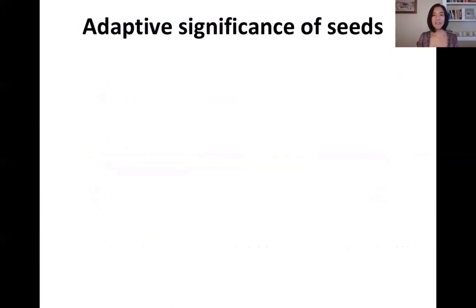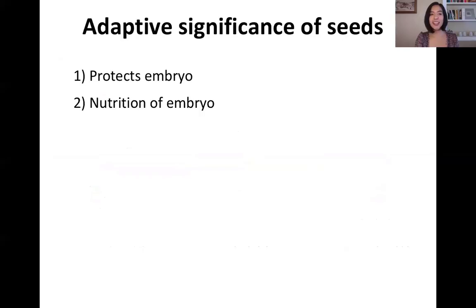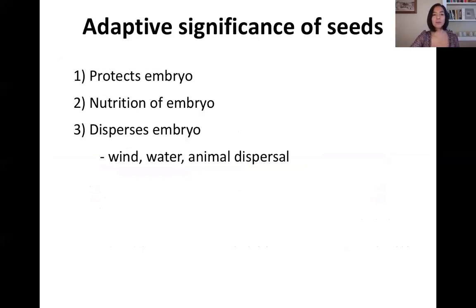What is the adaptive significance of seeds? Well, it protects the embryo, it provides nutrition to the embryo, and it helps with dispersal. As I was explaining before, depending on the structures, the seed can be dispersed by wind or by other vectors, like biotic vectors, such as animals. So water can also disperse the seeds.